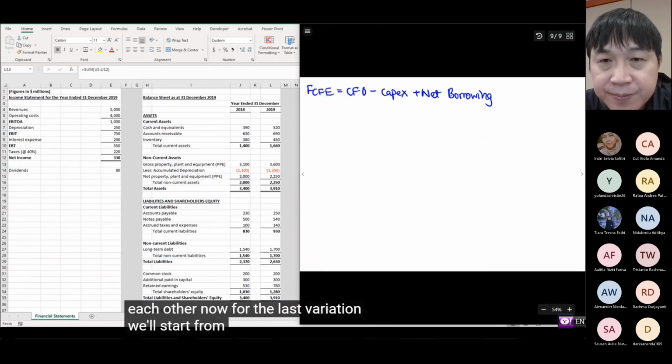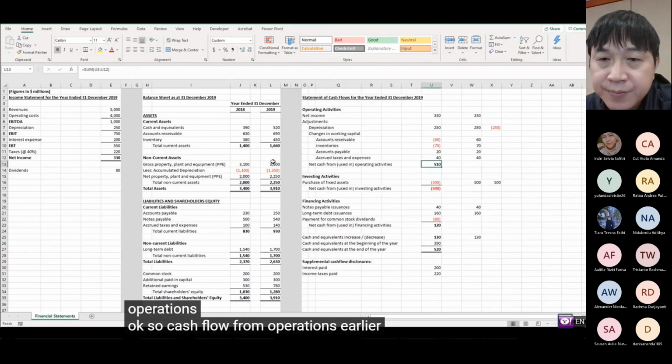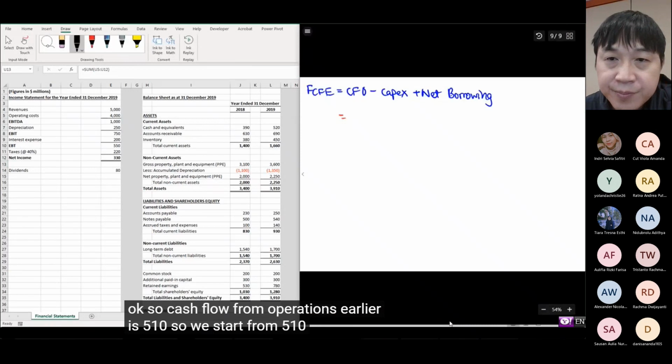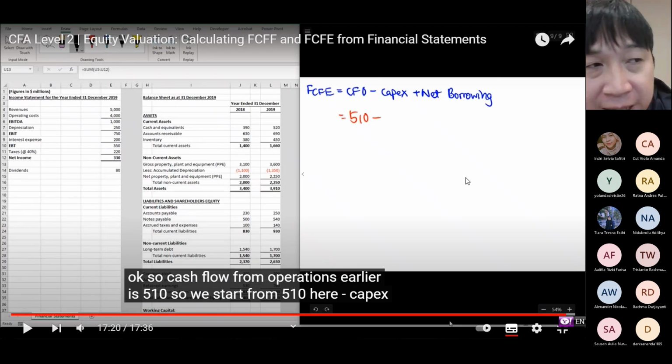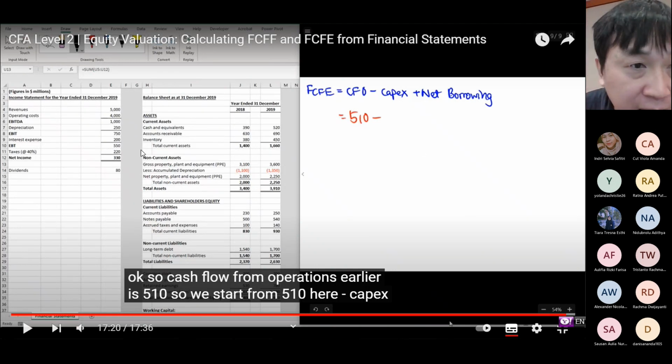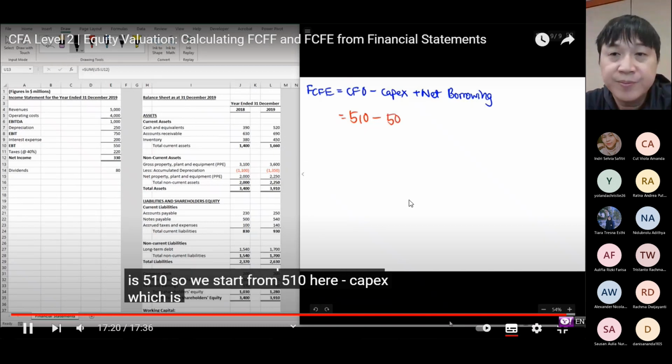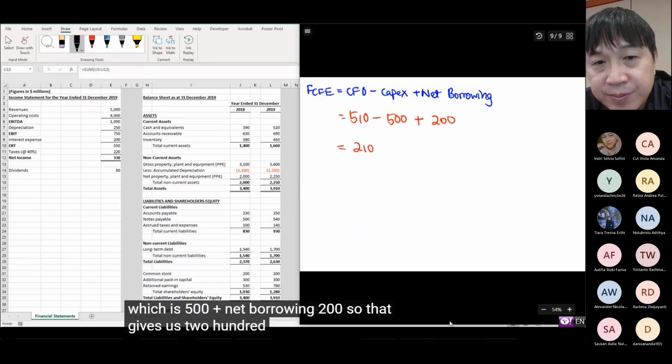Now, for the last variation, we'll start from the cash flow from operations. Cash flow from operations earlier is 510, so we start from 510 here, minus CapEx, which is 500, plus net borrowing 200, so that gives us $210 million. This formula arises from considering the related activities. We get the numbers from the statements here, 150 and 110.